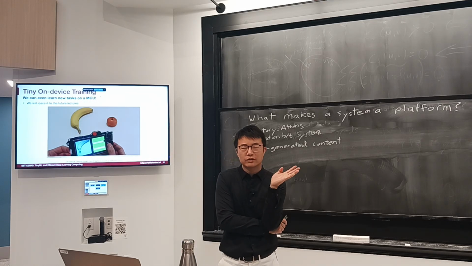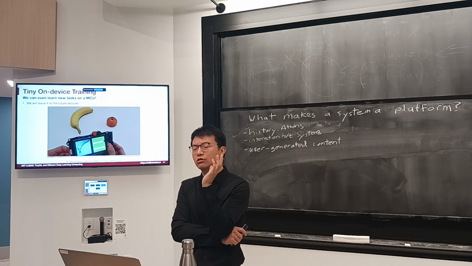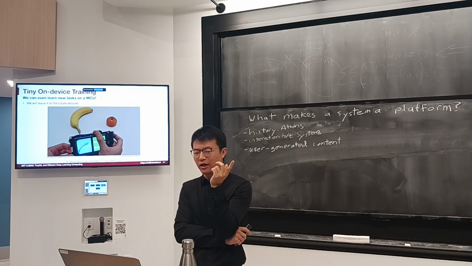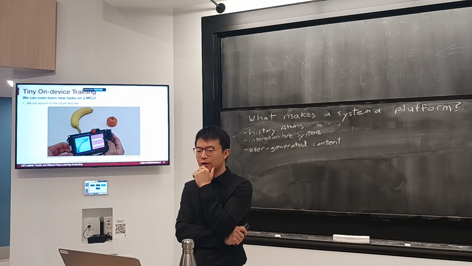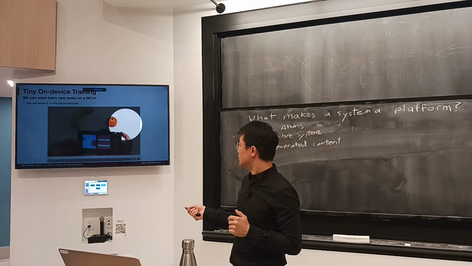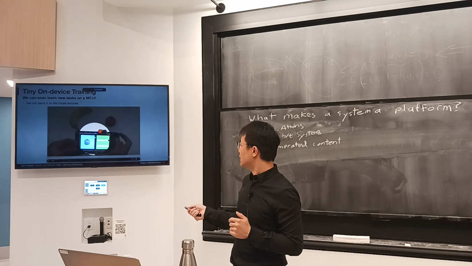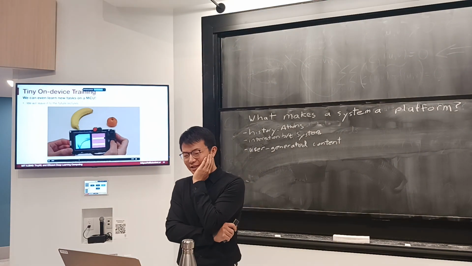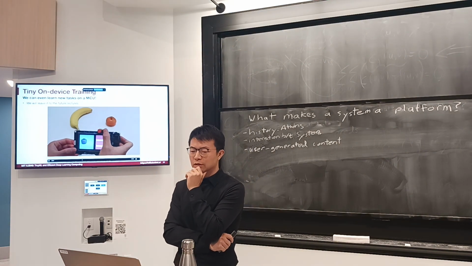We can even do on-device training to learn new tasks on the microcontroller. So here is a demo. We have two buttons on this microcontroller, a red button and a green button. We push the green button for the orange. We push the red button for the banana, and then do it a couple of times to give it a few labels.